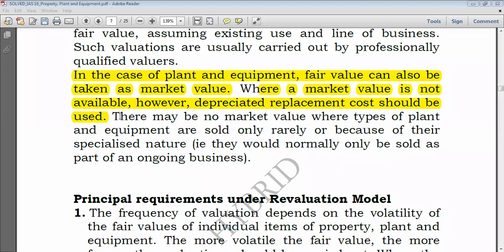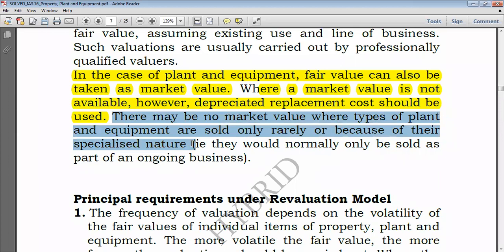That's what you're told. There may be no market value where types of plant and equipment are sold only rarely or because of their specialized nature. Something may not actually have a market value. If something like that, you can use the method that I have just specified.